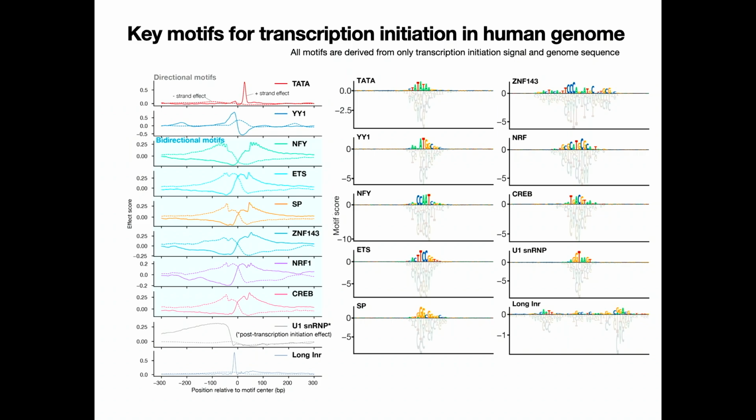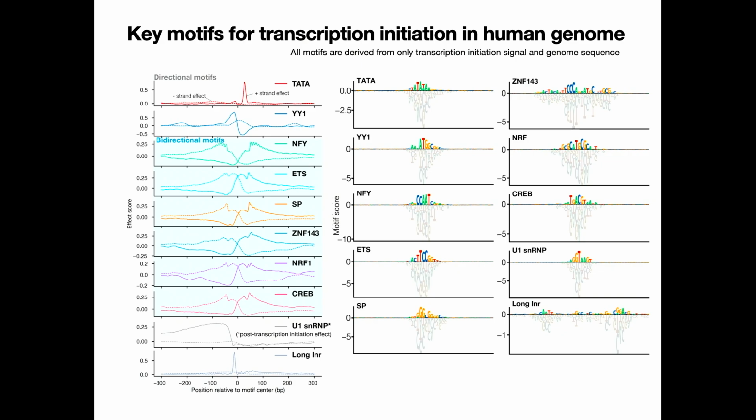So we can also resolve the effects on the two different strands. As you can see here, both Tata and YR1 have pretty strand-specific effect, so it has different effects on the forward strand transcription and the reverse complement transcription. But there are also a group of motifs which have almost symmetric effects on both strands. So it activates transcription on both strands simultaneously with almost identical effects. So we call those bidirectional motifs.